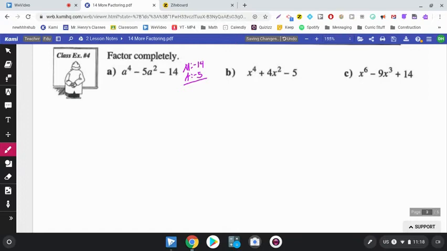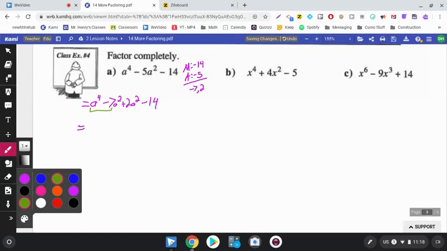So that would be multiply to negative 14, add to negative 5. That would be negative 7 times positive 2. So as I decompose a to the 4, and then I'm splitting up the a squared, it's going to be minus 7a squared plus 2a squared. Just busting apart that middle term, minus 14. Great. Okay, I can absolutely do that. Well, now I could do grouping. Group the first two, group the second two. Let's see what we get.